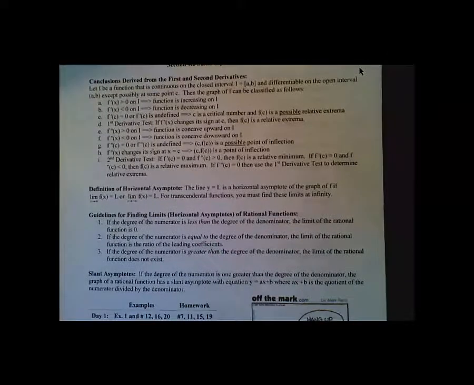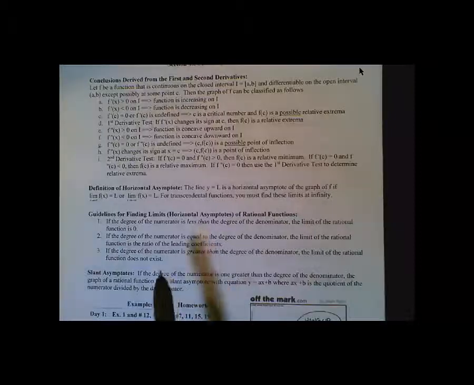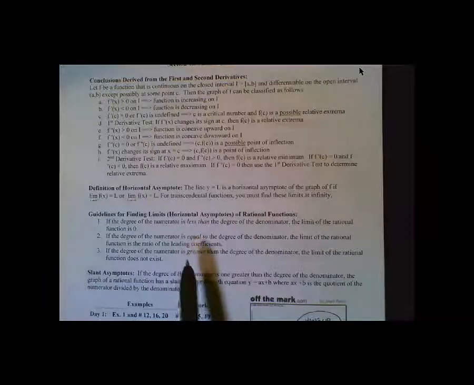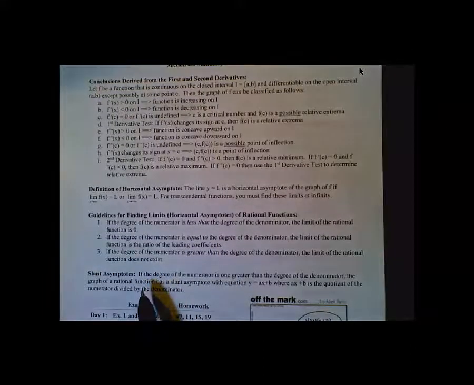The last thing before we get to some examples, this is also just a reminder from pre-calculus. In this number 3, we said if the degree of the numerator is greater than the degree of the denominator, then there's not going to be a horizontal asymptote, but there may be a slant asymptote. A slant asymptote is specifically when the degree of the numerator is just one more than the degree of the denominator. And if you divide the numerator by the denominator, you're going to get a linear quotient, and that quotient gives you the equation of your slant asymptote. And we'll do an example of that.